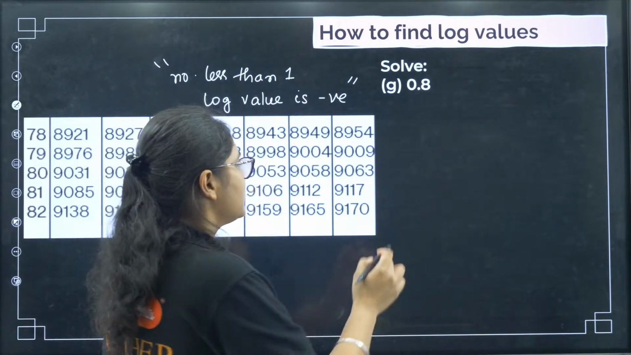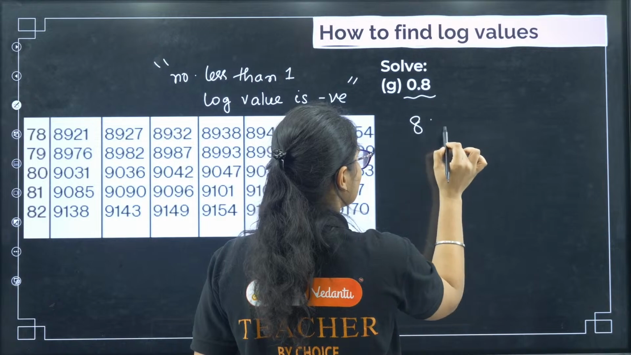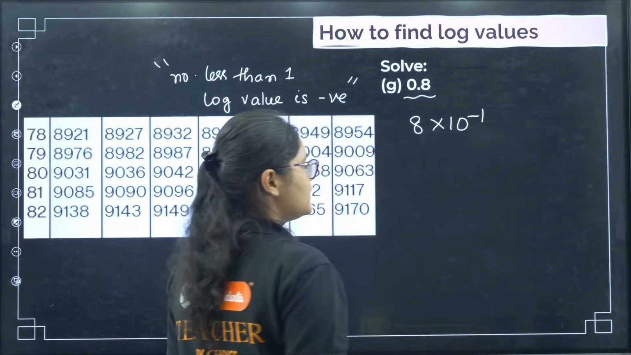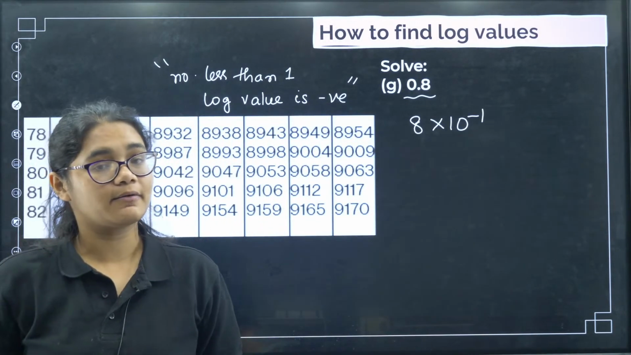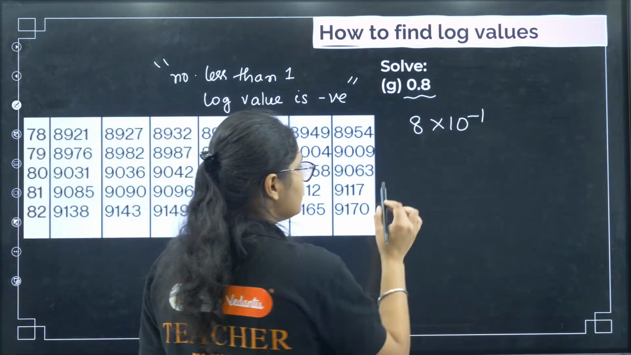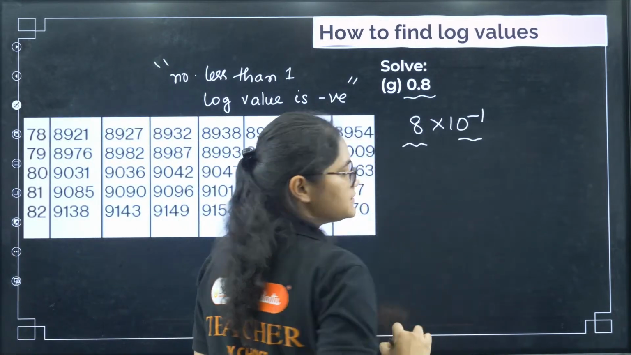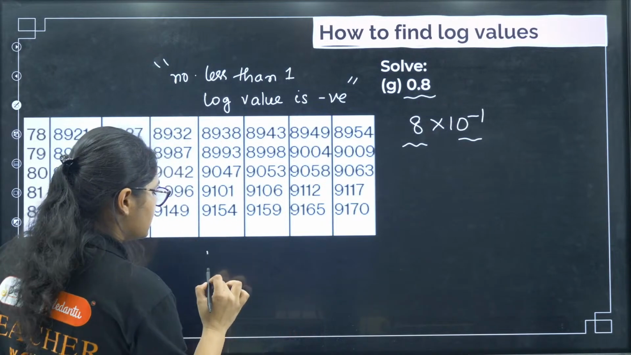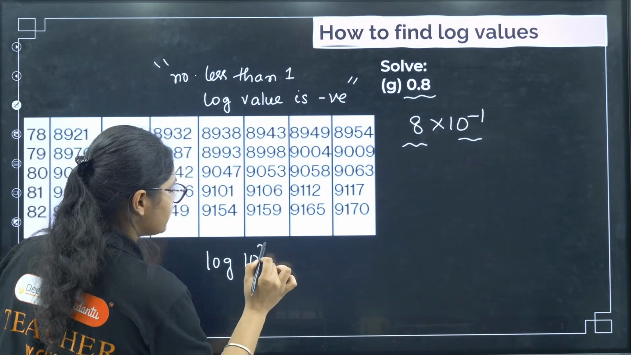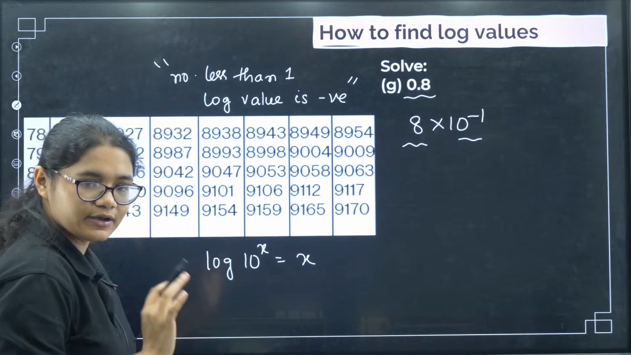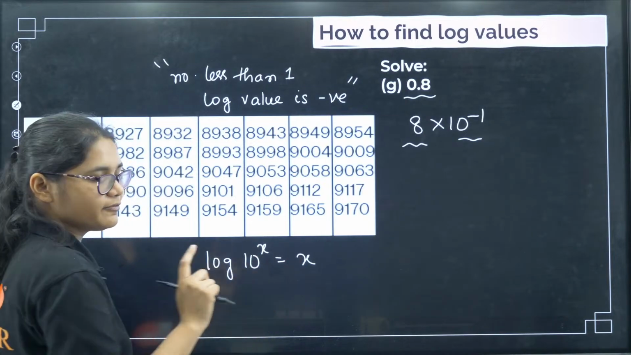Okay, so how can I write this first? 8 into 10 to the power of minus 1. Can I write it like this? 8 into 10 to the power of minus 1. Then what will I do? Find this one separately and this one separately. Anything log 10 to the power of x is always equal to x. Remember this: log 10 to the power of x is x.